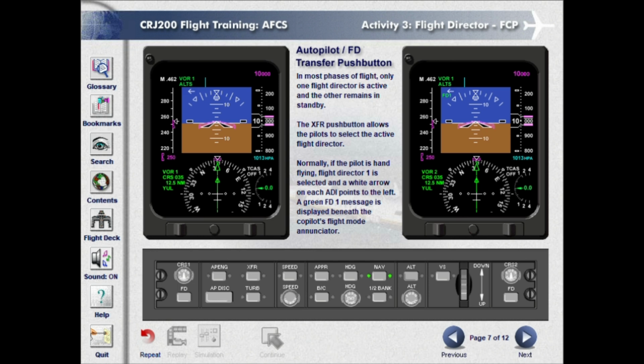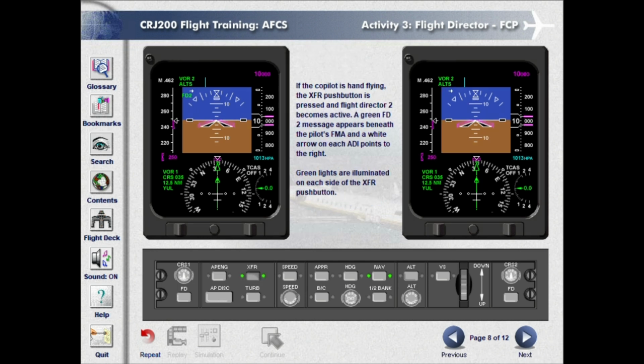Normally, if the pilot is hand flying, Flight Director 1 is selected, and a white arrow on each ADI points to the left. A green FD1 message is displayed beneath the co-pilot's flight mode annunciator. If the co-pilot is hand flying, the transfer push button is pressed, and Flight Director 2 becomes active. A green FD2 message appears beneath the pilot's FMA, and a white arrow on each ADI points to the right. Green lights are illuminated on each side of the transfer push button.